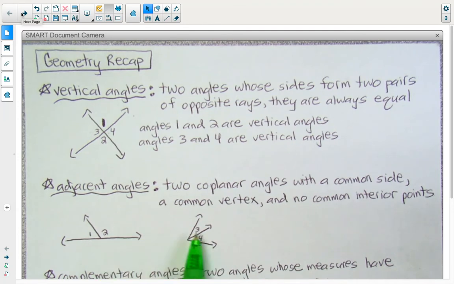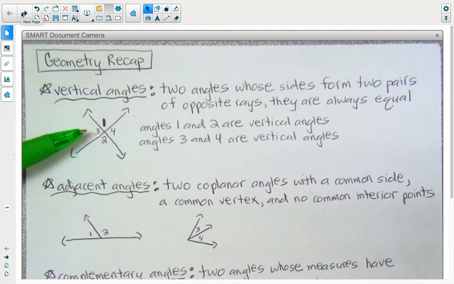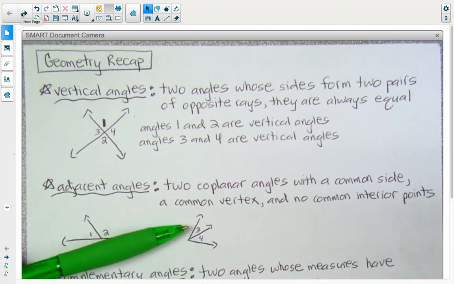So I like to think of these as being beside each other. So that's the word, quote unquote, that I think of. So these are across from each other, and vertical angles are congruent. So these are across from each other, and then adjacent angles are beside each other.